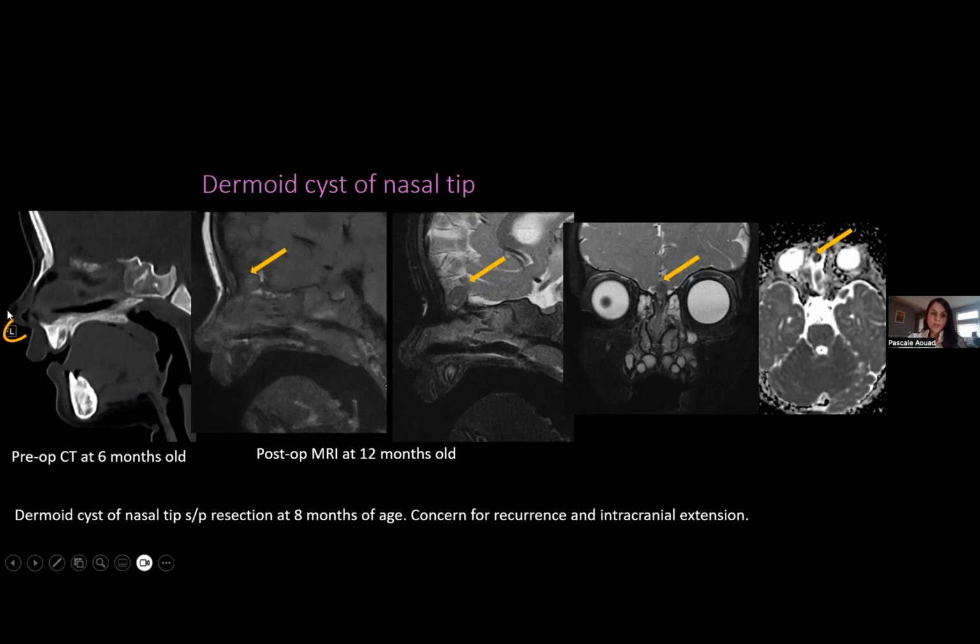So this patient underwent resection of the nasal tip lesion at 8 months of age. And then they presented later with concern for recurrence and intracranial extension. This is an MRI that was done at 12 months of age. You can appreciate, at the level just above the foramen cecum, this mass that is T1 hypointense with some intrinsic T1 shortening, reflecting fatty signal. It's darker on T2, and you can appreciate corresponding diffusion restriction. So this patient actually has an intracranial component that requires resection as well.